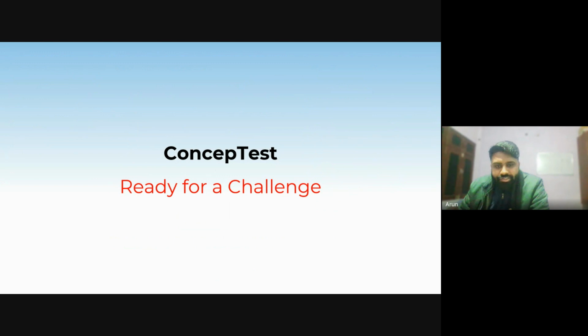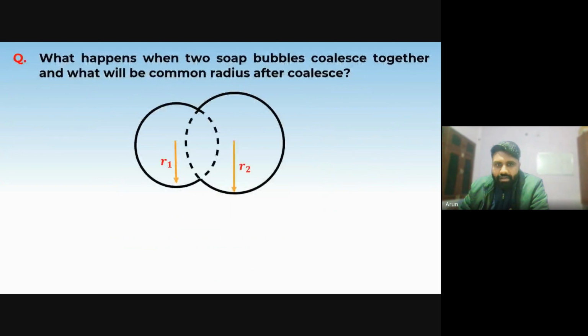Now, ready for a challenge? So what happens when two soap bubbles collapse together, and what will be the common radius after collapse? We have seen that when two soap bubbles, one of smaller radius and one of bigger radius, come closer, they will form a bigger radius pair. So we will see the expression for it and how it works.